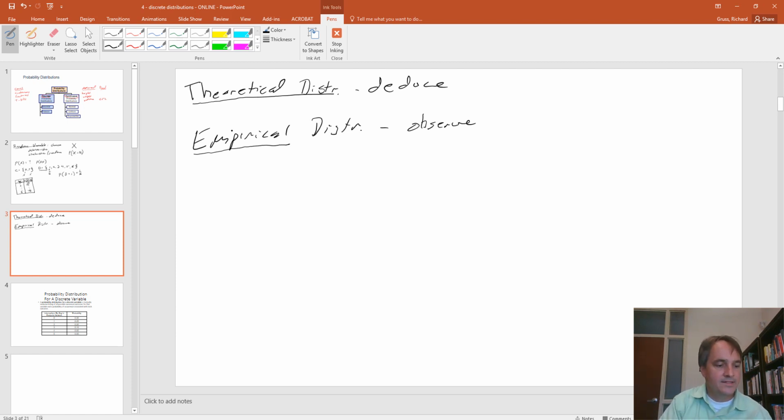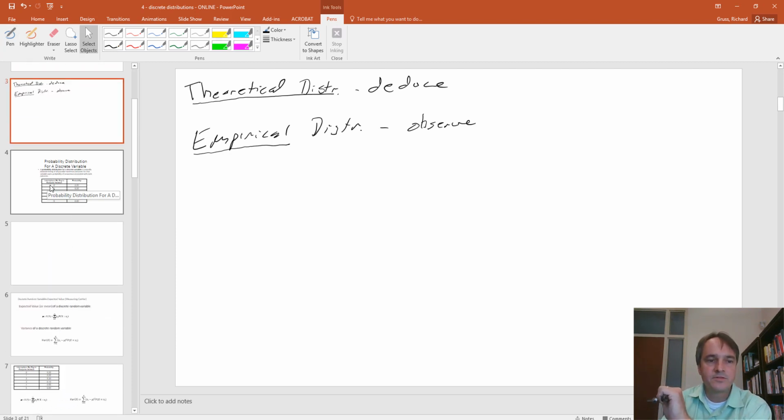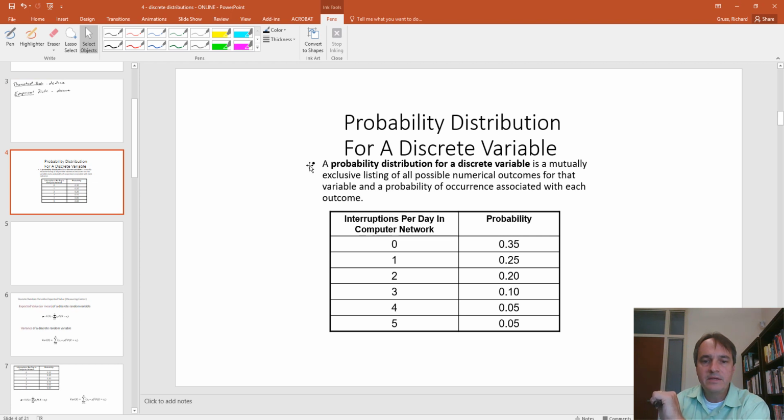Okay, so let's take a look at this exact empirical distribution and then see if we can come up with certain descriptors of the distribution that will help us make management decisions. So, okay, we've got an empirically derived probability distribution that maps the interruptions per day in the computer network and the probability that that has happened. So this wasn't derived theoretically, this is just historically how it's happened. So what this is saying is 35% of the time in the past there has been 0, and 5% of the time it's been 5.